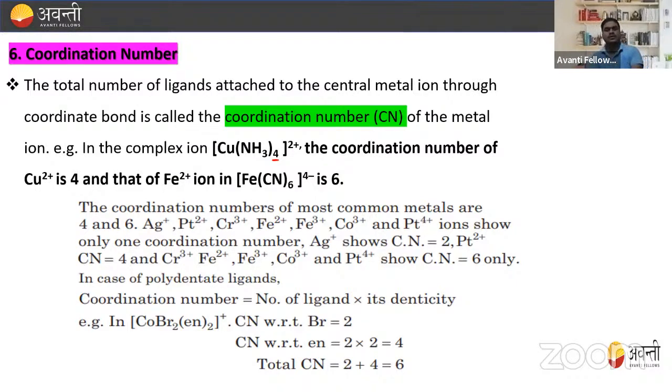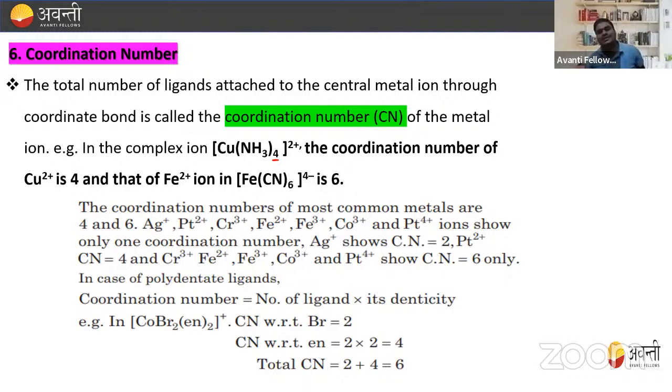Okay. Now, in the complex ion, the coordination number of Cu2+ is 4 and that of Fe2+ in [Fe(CN)6]4- is 6. As we can see here, 6 cyanide ions act as the ligands which surround the Fe atom. The coordination numbers of the most common metals are 4 and 6, right? Some metals show only one coordination number. Ag+ shows a coordination number of 2 only. Pt2+ shows a coordination number of 4 only. Chromium, Fe, cobalt and Pt4+ show a coordination number of 6 only.